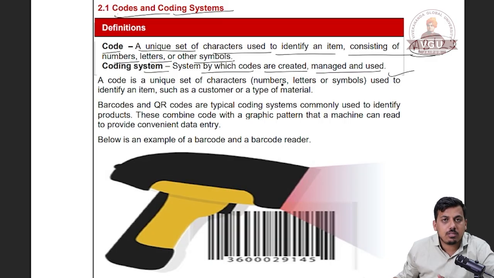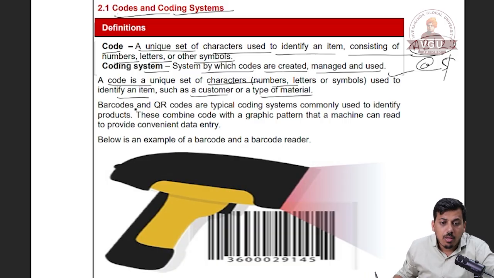Coding system is a system which is used by the organization. A code is a unique set of characters like numbers, letters, and symbols, symbols like at the rate, dollar, something, used to identify an item such as a customer or a type of material. Barcodes and QR codes are typical coding systems commonly used to identify products. So we use barcodes and QR codes.